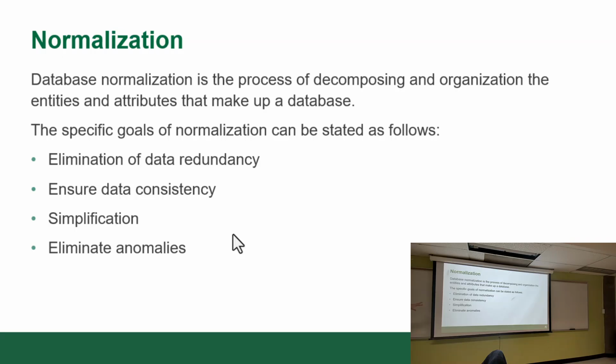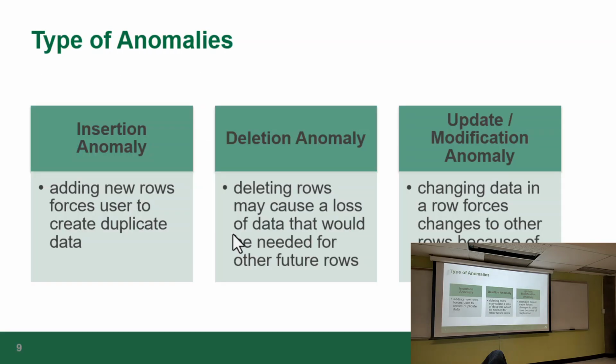Eliminate anomalies, and we're going to talk about anomalies right next. Anomalies are bad things that happen to your data. And there are three kinds of anomalies. We have an insertion anomaly. When you add a new row of data to the database, it forces you to create duplicated data.